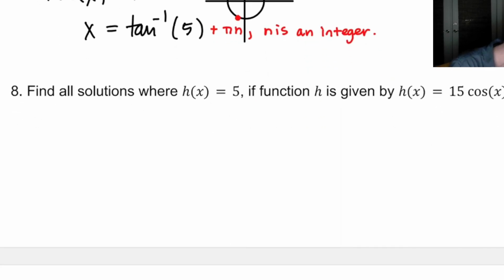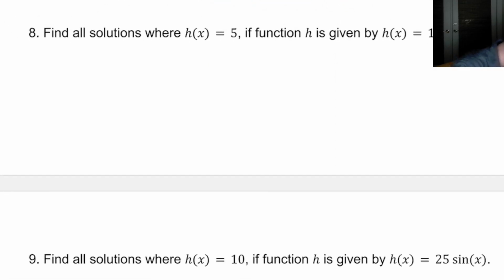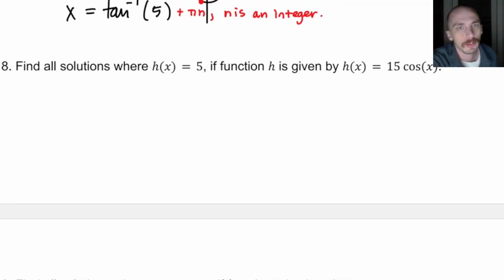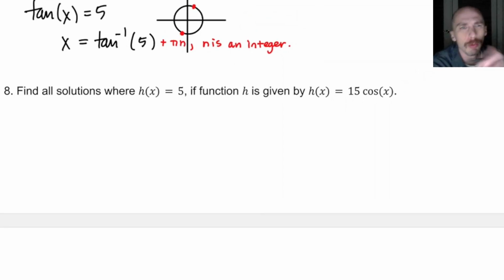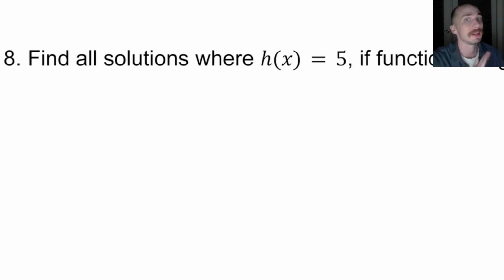Okay, now we're going to find all solutions to the equation h of x equals 5 if h of x is 15 cosine x. All right, you can't really see that, but there you go. I kind of wish it was h of x equals cosine x, because there is something that has not come up in this homework yet, and that's like arc cosine of 5. That doesn't exist, right? Because cosine's stuck between -1 and 1, so we can only take in values for arc cosine that are between -1 and 1.